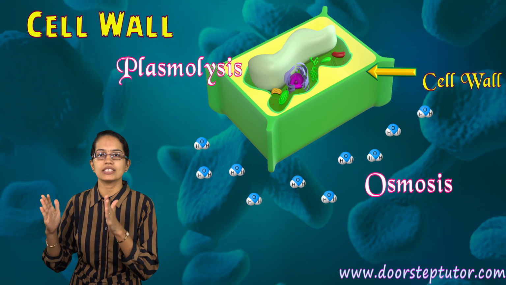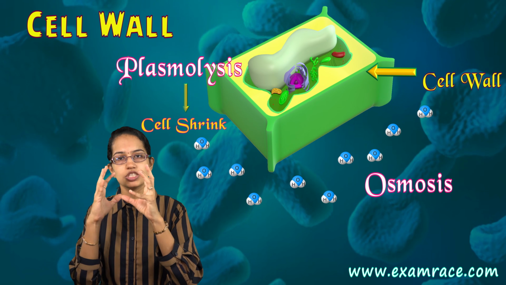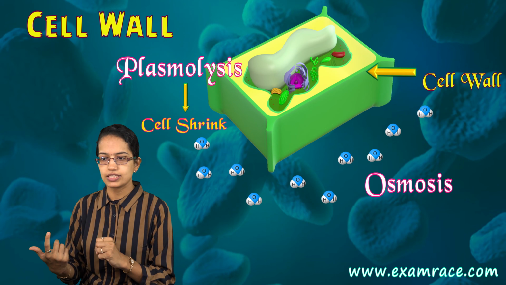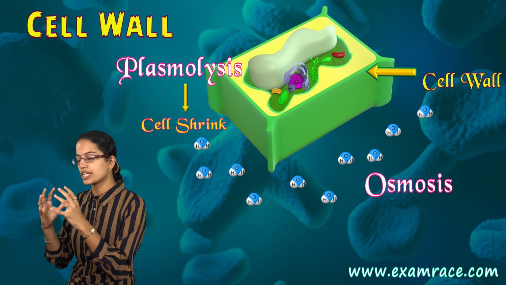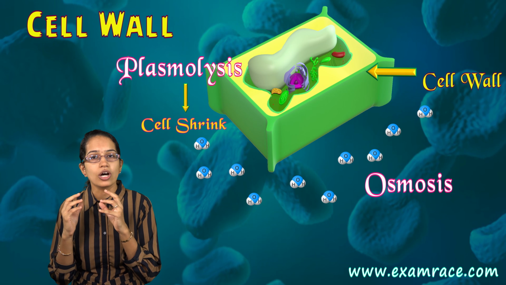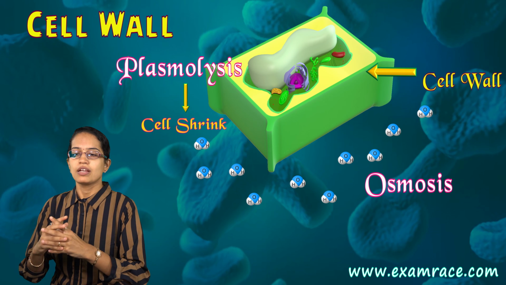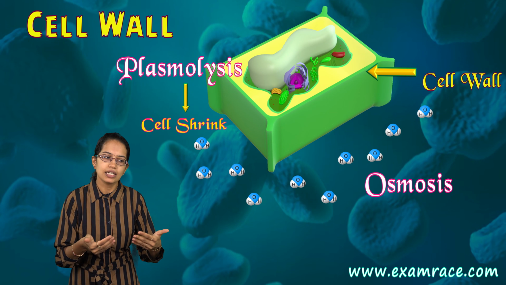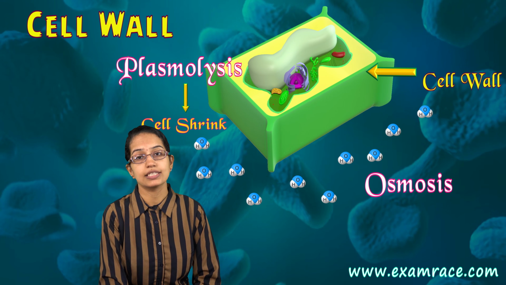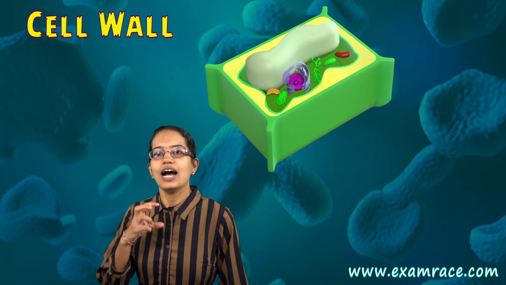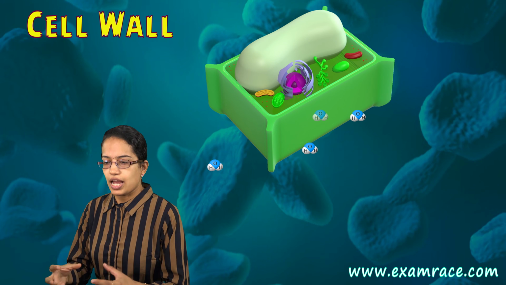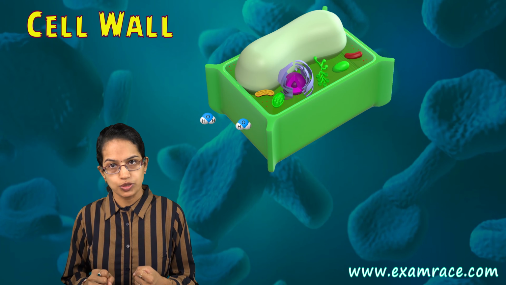So plasmolysis is a classic condition where the cell shrinks within the cell wall that is there. So I can say shrinking of the cell, or shrinking of the cytoplasm rather, in a hypertonic solution would be explained as plasmolysis. Next important thing is a living cell absorbs water by osmosis.